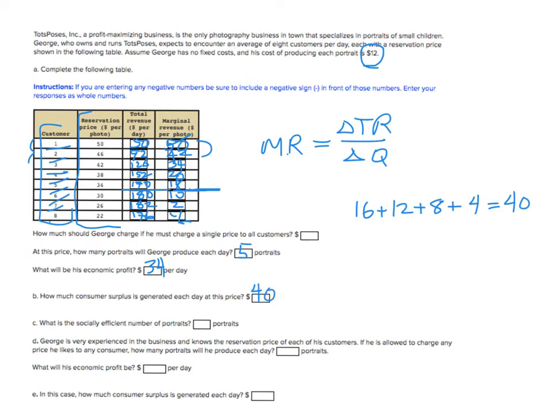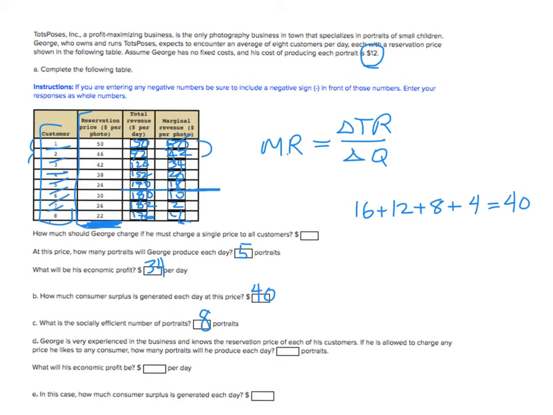What is the socially efficient number of portraits? Remember, the socially efficient number of portraits is every portrait that was valued above 12 should be offered. And notice that all 8 potential customers have a reservation price above 12. So social efficiency would have George offer all 8 portraits.